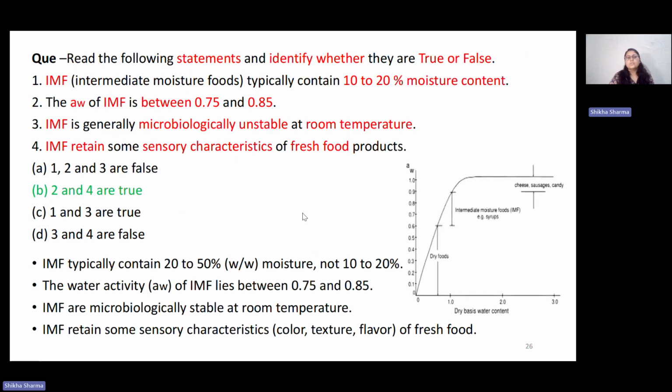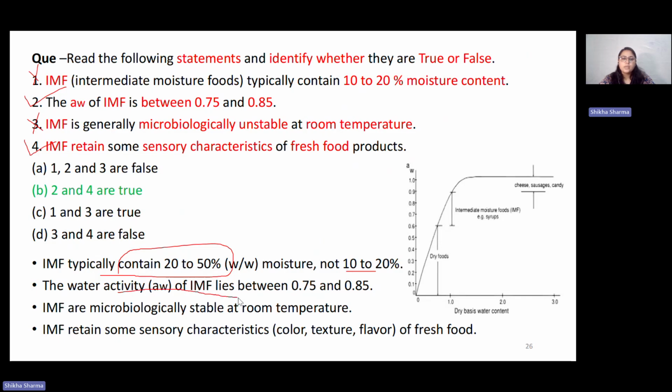Okay, let's see the solution. Statements 2 and 4 are true. This is true, this is also true, and this is false. This is also false. IMF, the intermediate moisture food, typically contains moisture around 20 to 50% weight by weight, not 10 to 20%. So statement 1 is false.